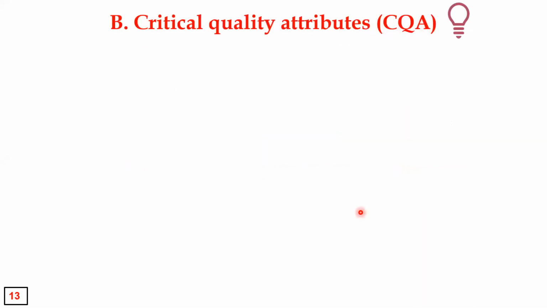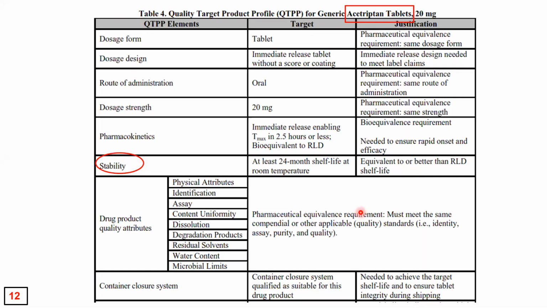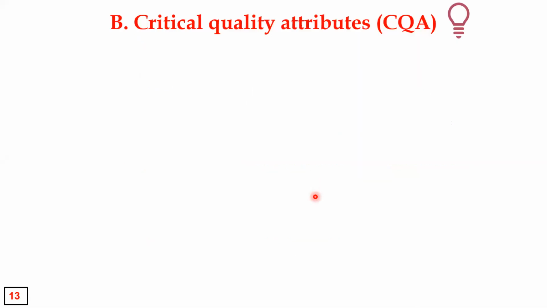Okay. Now come to the CQAs. You have selected these targets: QTPP, dosage form, dosage design, all these things. Now from this, the next basic step is to identify critical quality attributes. Out of this, what are the critical quality attributes, why are they critical quality attributes, and what do experts say about critical quality attributes? So look into this once.